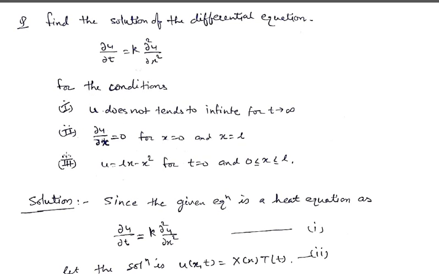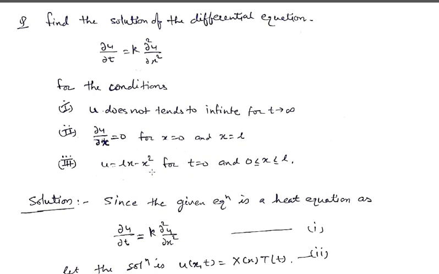Under these conditions we are to find the solution for this problem. Under the conditions, u does not tend to infinity for t tending to infinity. Whenever time tends to infinity, u must not tend to infinity. It must have some finite value. The second condition is del u upon del x equals 0 for x equals 0 and x equals L. For some initial point x equals 0 and at a finite point x equals L, del u upon del x equals 0.